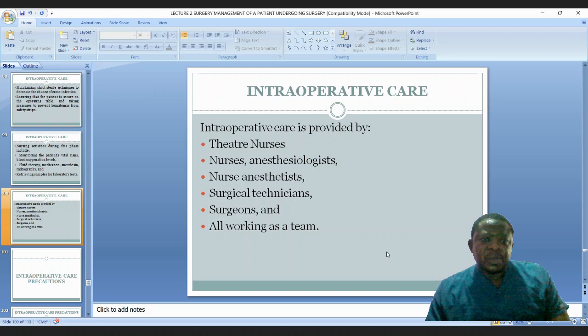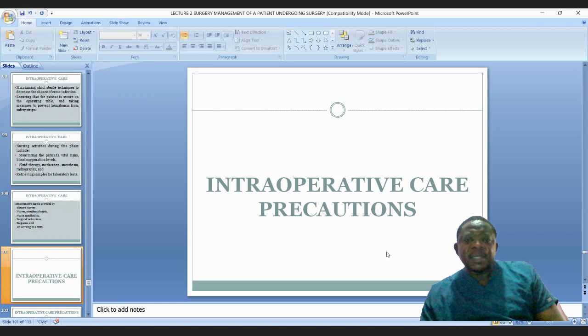Okay, so intraoperative care precautions. Why look at intraoperative care precautions? We are trying to avoid surgical accidents.